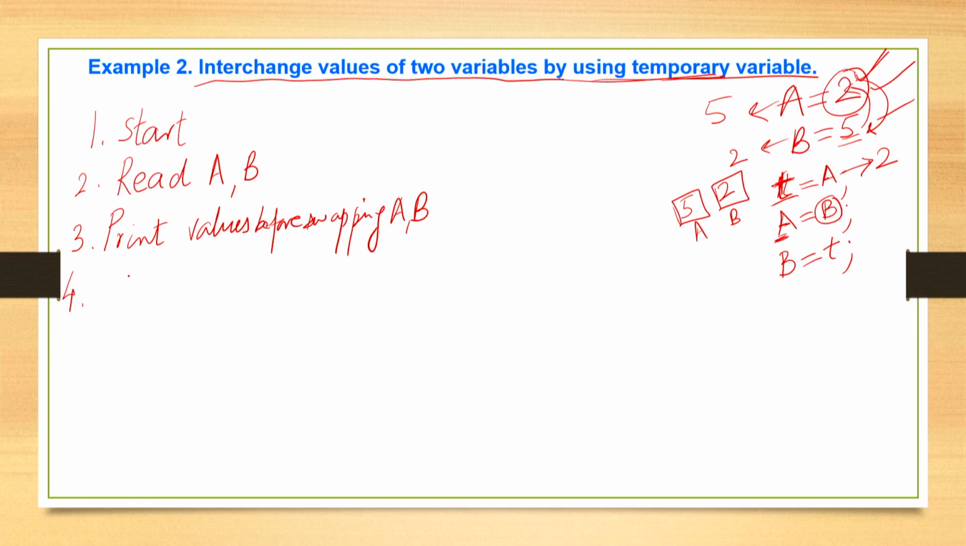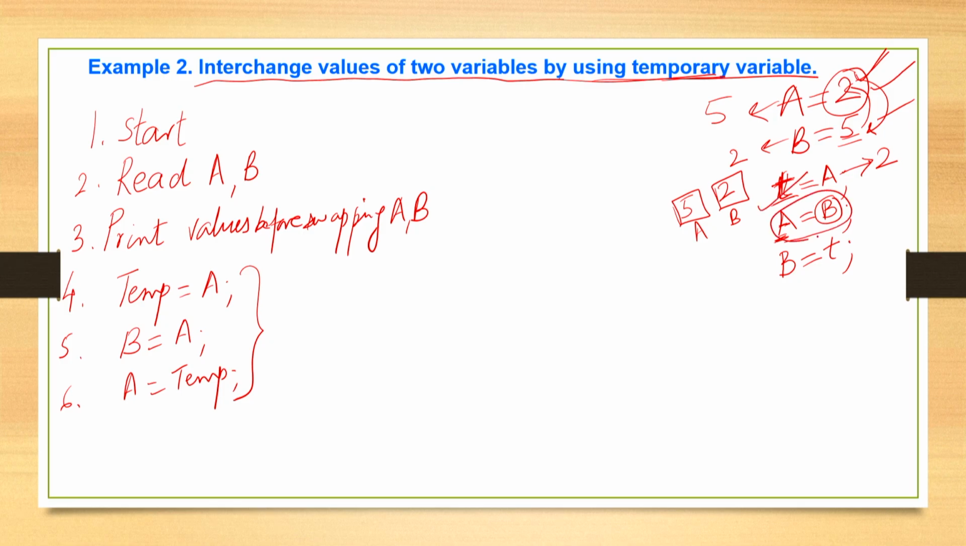Then we use a temporary variable, say temp. So temp is equal to A. Then B is equal to A. And then A is equal to temp. Okay. So in this way you have interchanged the values of A and B. It's like this only. T is equal to A. Then A is equal to B. So I have written B is equal to A. That has to be corrected.